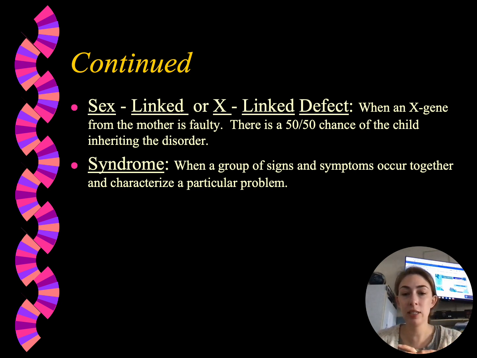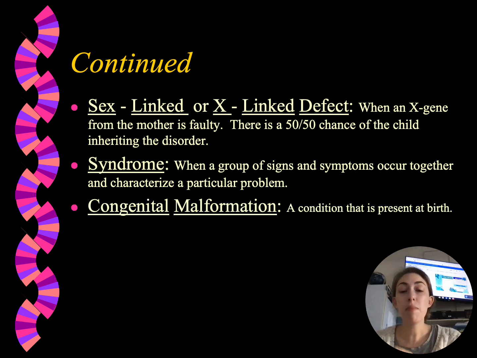Now, a syndrome is what we associate with signs and symptoms that occur with a specific condition. So if people have heard of Down syndrome, that's linked to those chromosomes. We find that there are certain patterns that we see in the symptoms of individuals who have this condition. A congenital malformation is a condition that is present at birth.